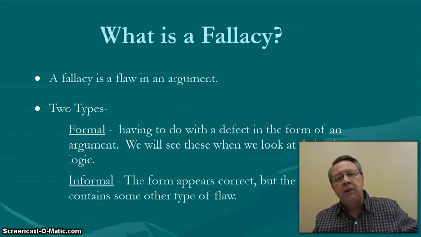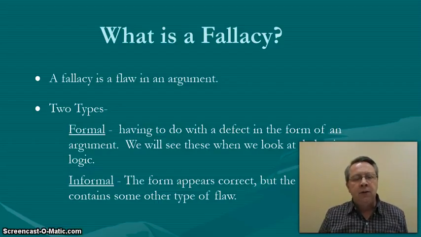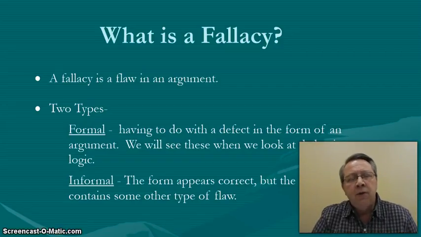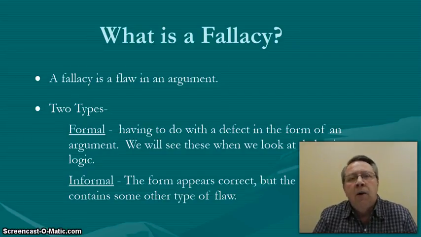So what is a fallacy? It's a flaw in the argument. In one way or another, it's a flaw. There's two types of fallacies. The first is a formal fallacy having to do with a defect in the form of an argument. So go back to section 1.5 where we were writing them out. All A are B, no B are C, some A are C, right? So we look at it in that arena.